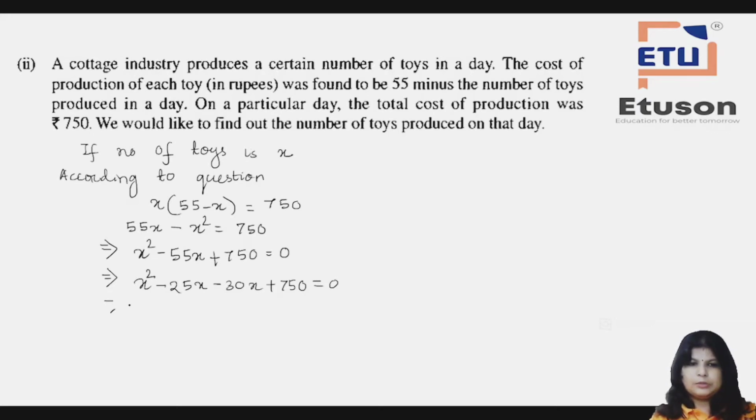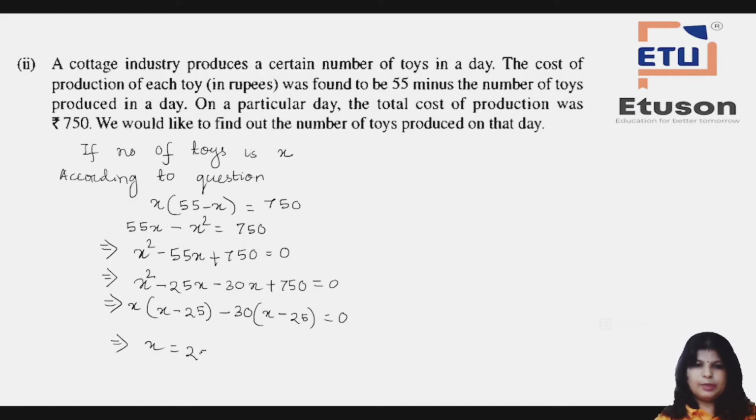Correct or not? So now let us take x common here. You will get x into x minus 25, minus 30 into x minus 25, that is equal to 0. It implies x is equal to 25. I have just left out one step, so don't miss the steps. I'm writing it down for you: x minus 25 into x minus 30. So from this I have now got x is equal to 25 and x is equal to 30.